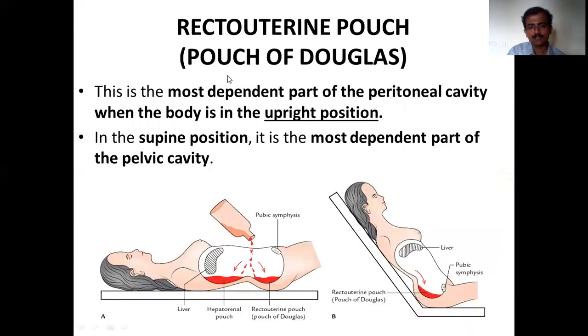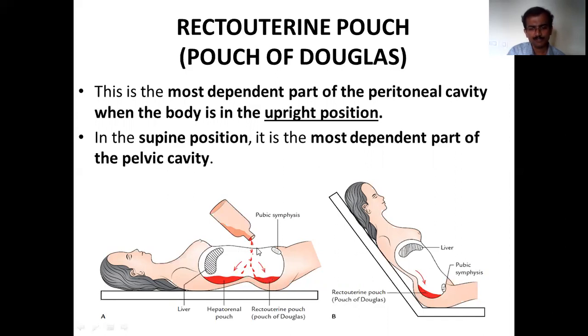What is important? The rectouterine pouch, or the pouch of Douglas, is the most dependent part of the peritoneal cavity when the body is in upright position. Whatever infection is there above, anywhere in the abdominal cavity, comes and gets settled in this pouch of Douglas because of gravity. So this is the most dependent part of the peritoneal cavity when the body is in upright position. Or even in the supine position, it is the most dependent part of the pelvic cavity.